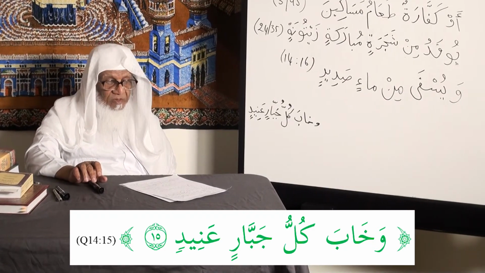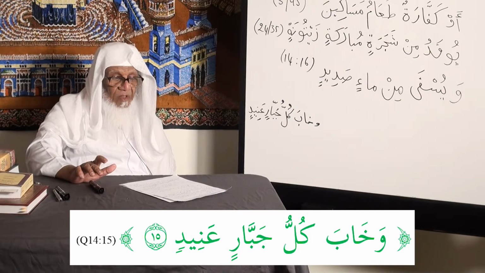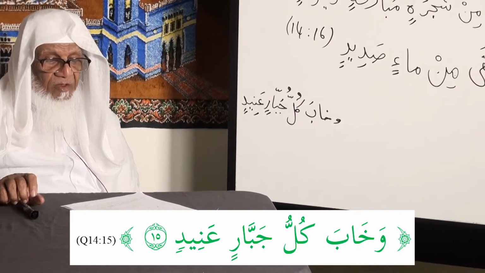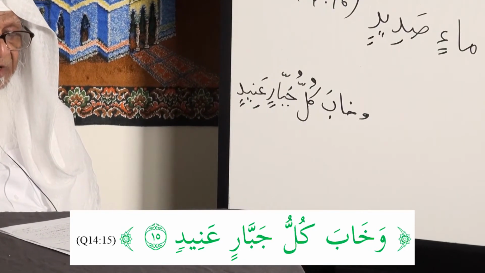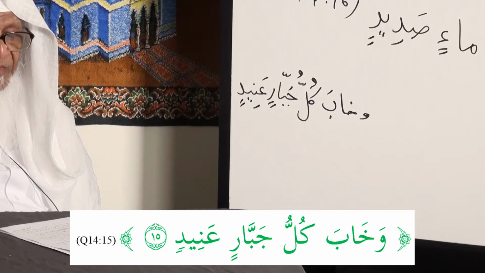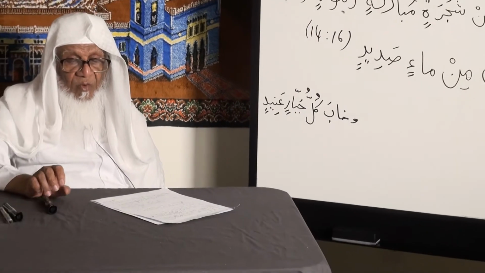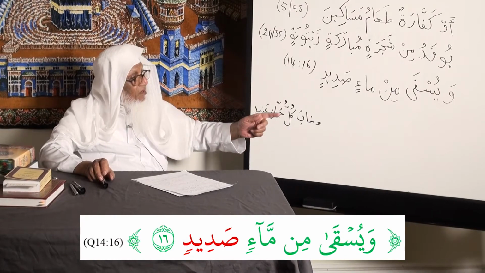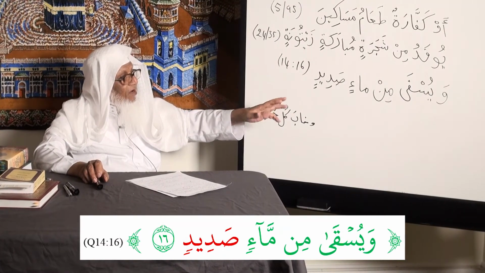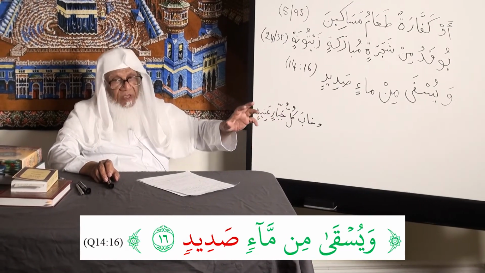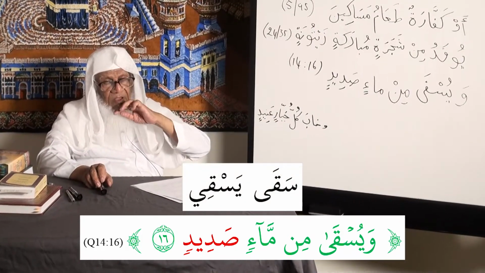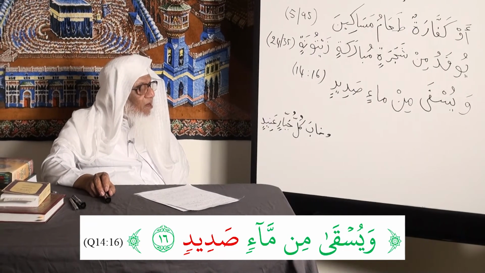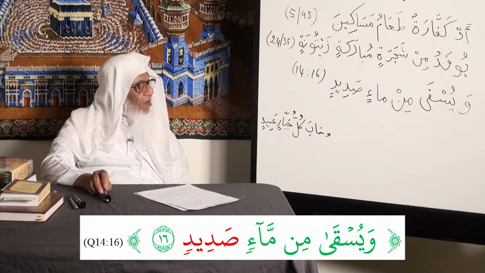خاب means he did not succeed. وخاب كل جبار عنيد. Every arrogant dictator was brought to nothing. من ورائه جهنم. Then the next ayah, ويسقى من ماء صديد. ويسقى, he will be given a drink. He will be made to drink. سقى يسقي, and passive wise يسقى, he will be given a drink, من ماء, of water, صديد.